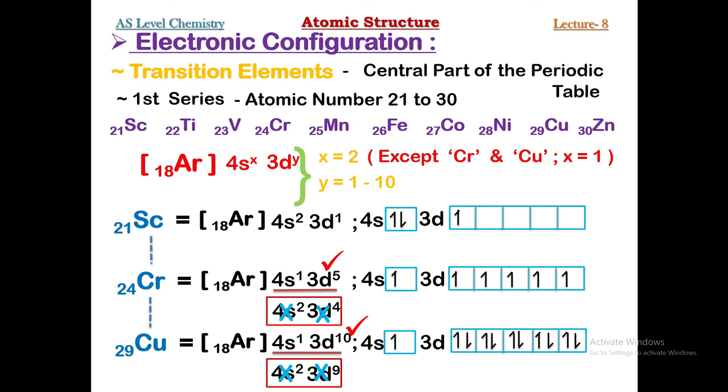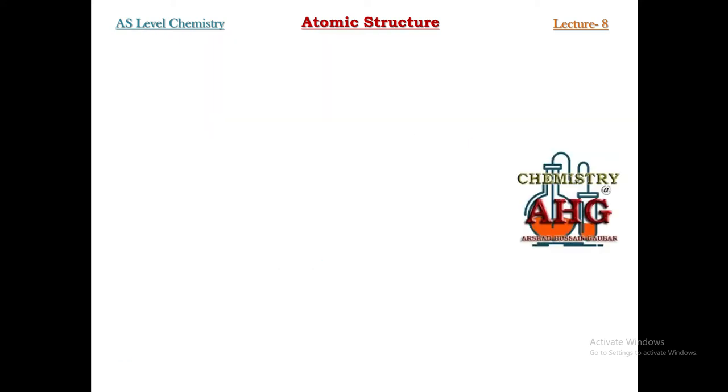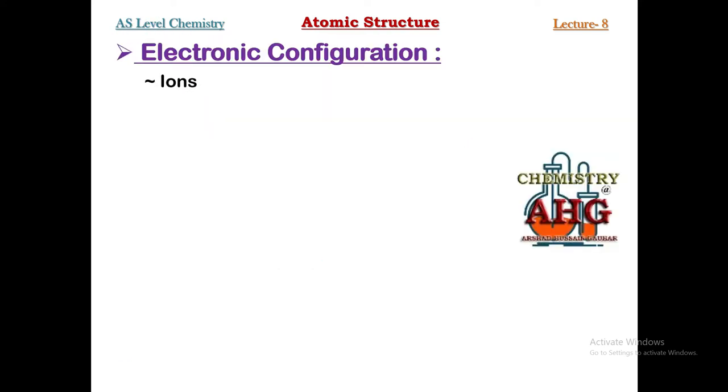Okay, moving on. The last thing about electronic configuration in your AS syllabus is to write down the electronic configuration for ions. You people know there are two types of ions we commonly study in chemistry.